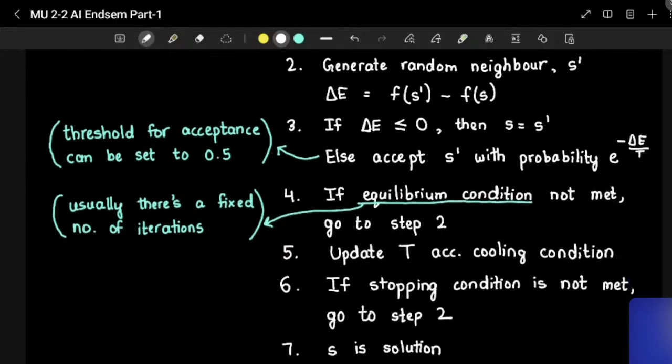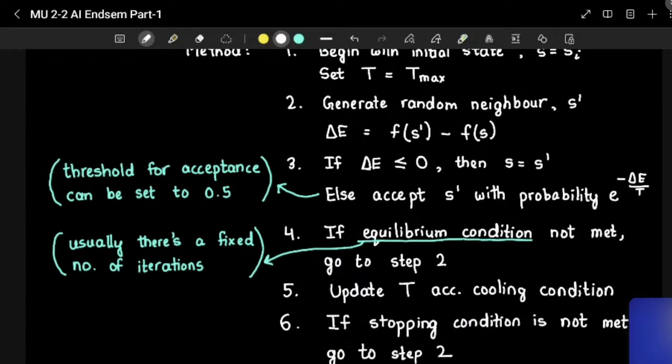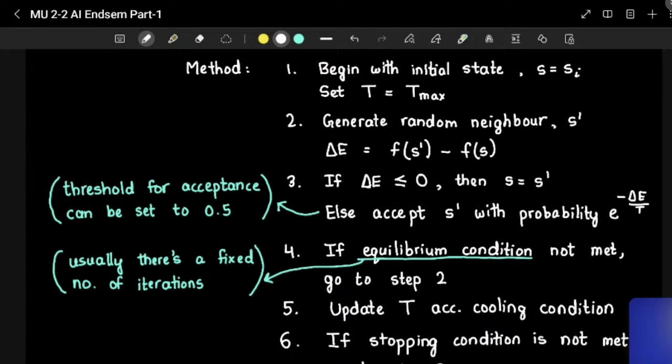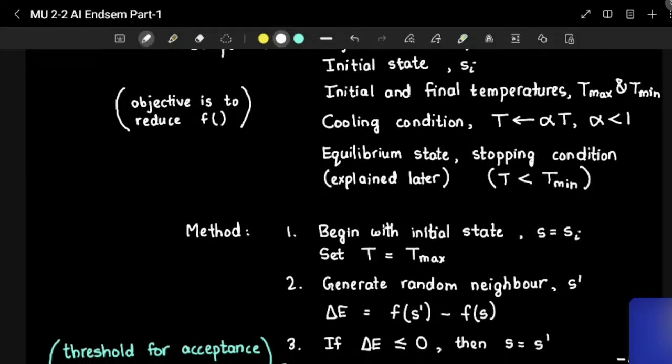So finally, after the equilibrium condition is met, in step 5, you will update your temperature. How will you update your temperature? You will replace the current temperature with some alpha times the temperature. So what is the alpha? It will be already given in the cooling condition. It will be some positive number less than 1. So if temperature, let's say, is 500 and alpha is 0.9, then your new temperature will be 0.9 into 500.